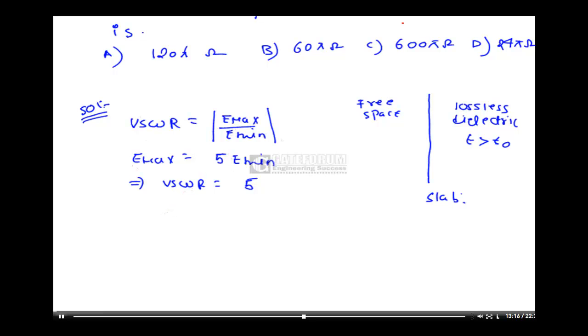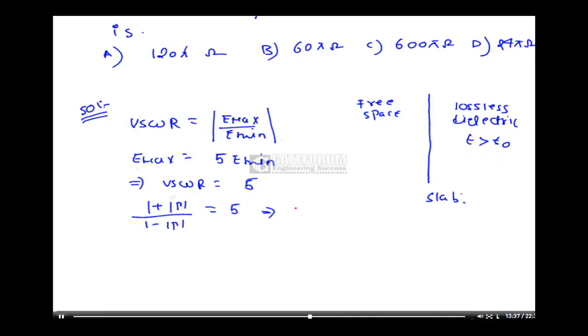Here it is given the intrinsic impedance of the medium. We have to calculate the intrinsic impedance of the dielectric medium. For this, what we are doing? How can we relate VSWR and reflection coefficient? This is nothing but (1 + |tau|) / (1 - |tau|) = 5.